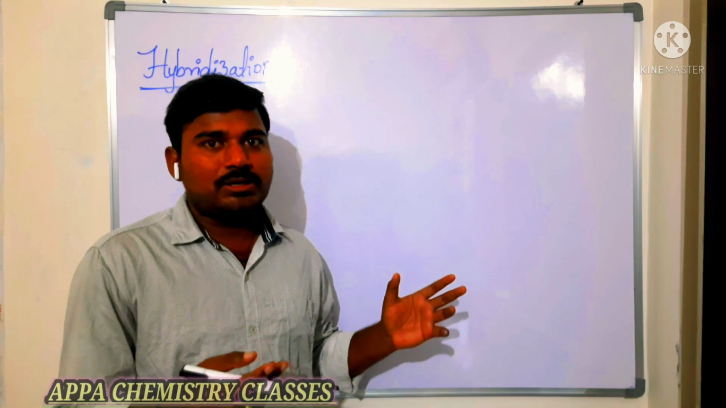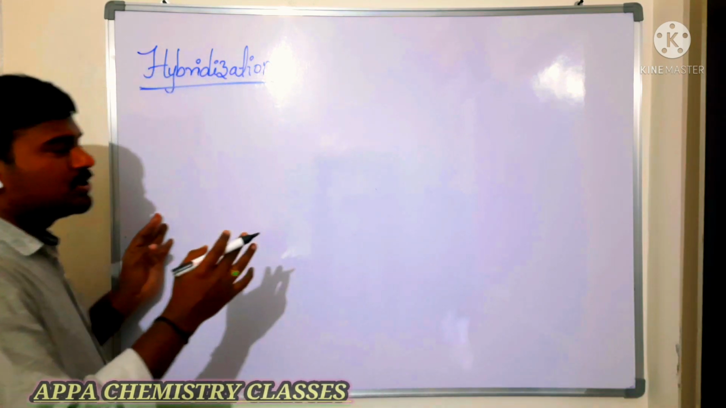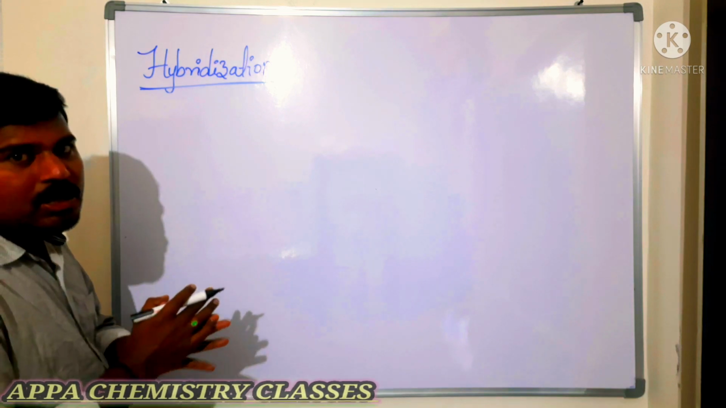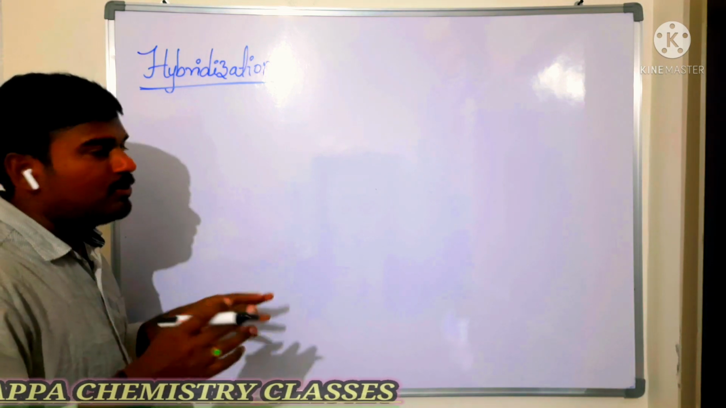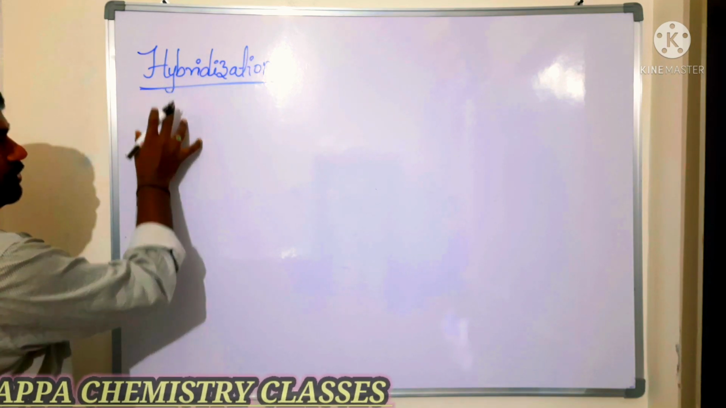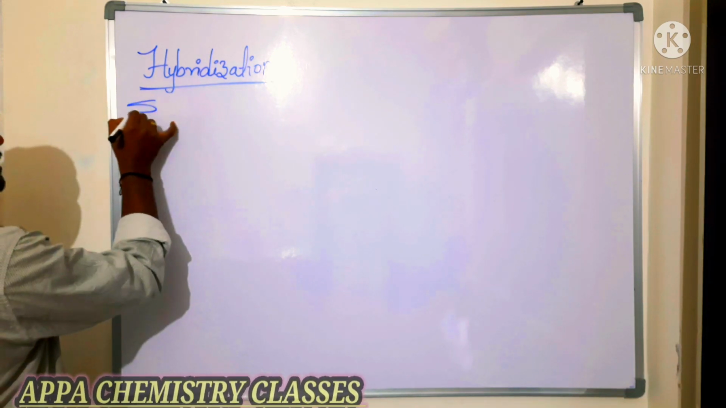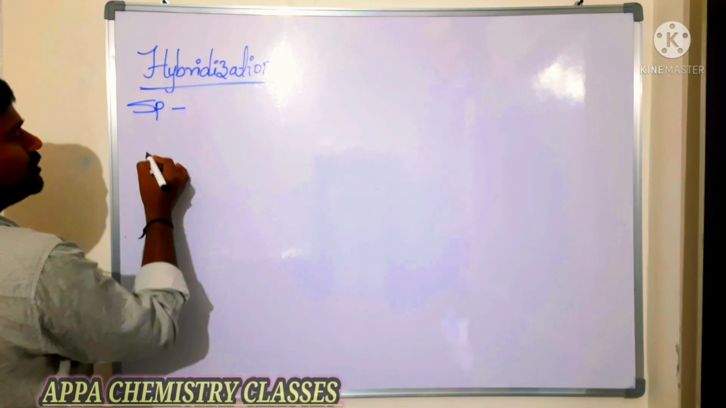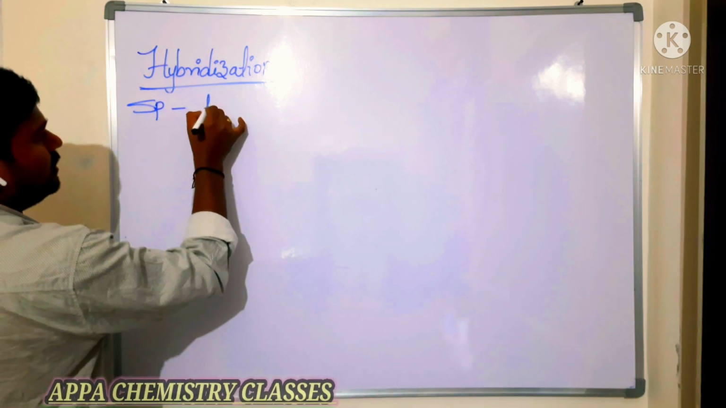In matrix matching you will get these too. So many questions are expected from hybridization. In each and every competitive exam you are going to get questions on it. Now one by one we are going to see the list. First we will see sp hybridization. What is the shape here?